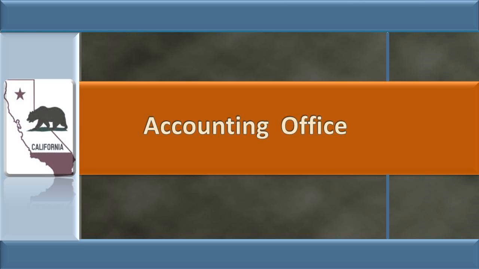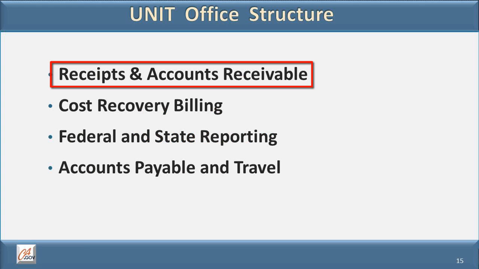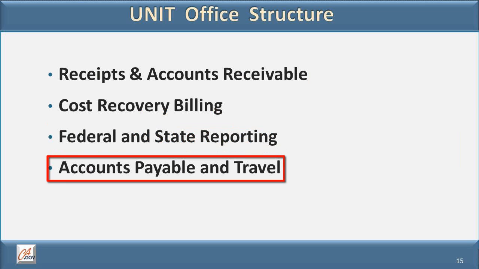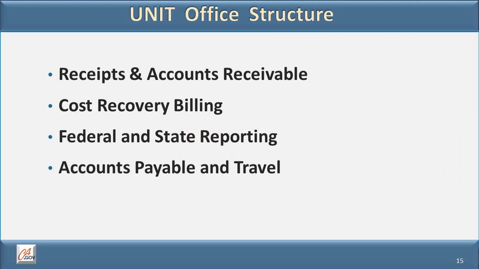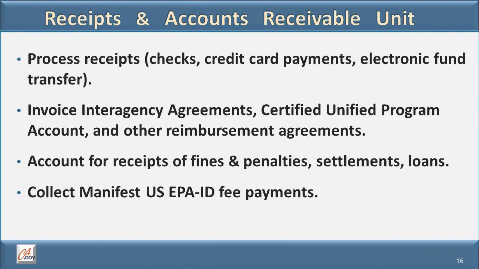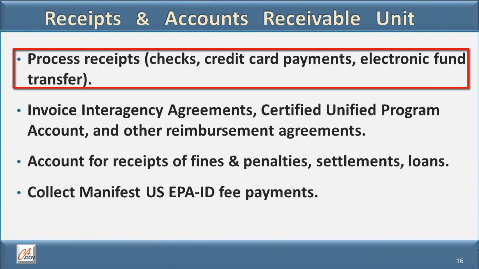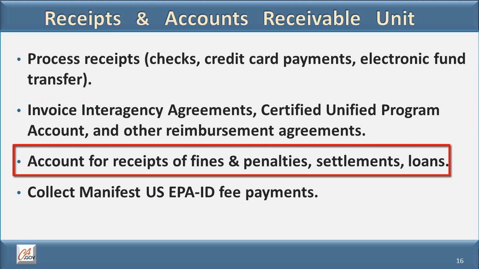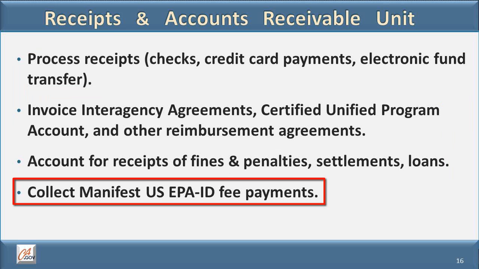The Accounting Office consists of 4 units: Receipts and Accounts Receivable Unit, Cost Recovery Billing, Federal and State Reporting, Accounts Payable and Travel. Receipts and Accounts Receivable Unit processes receipts, invoices interagency agreements such as CUPA and other reimbursement agreements, accounts for receipts of fines and penalties, collects manifest fees.